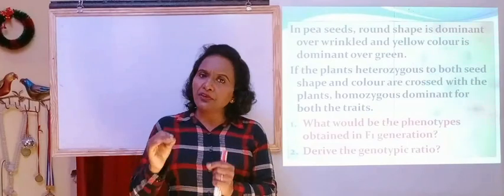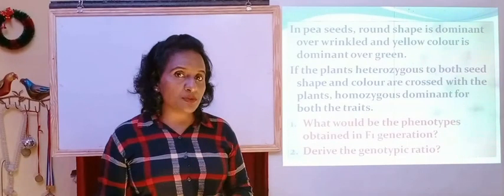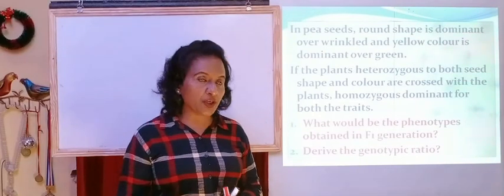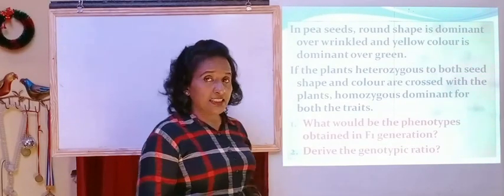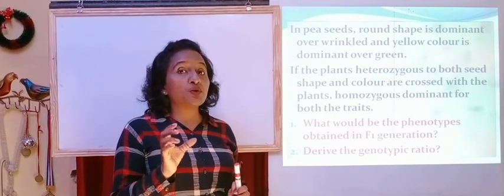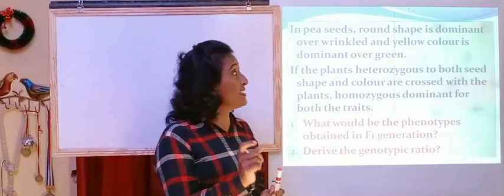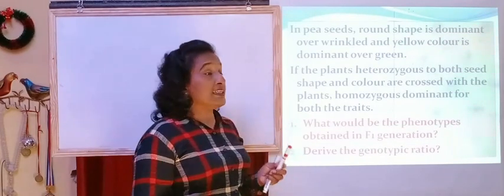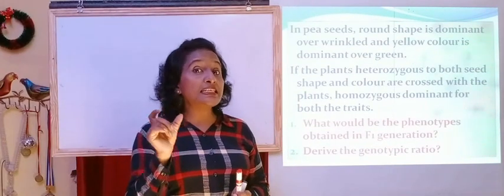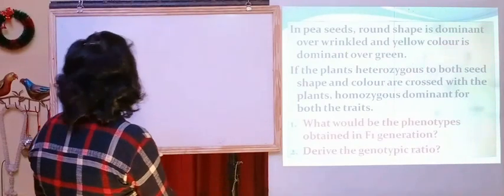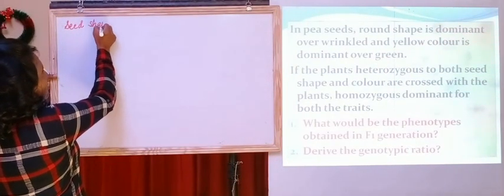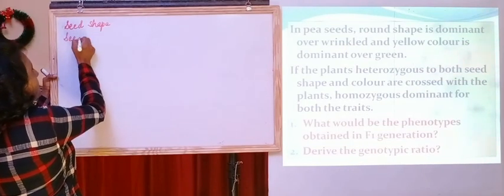I have taken a few examples or problems based on which we will be solving these questions today. So in pea seeds, round shape is dominant over wrinkled. Here they are discussing a trait, that is seed shape. And yellow color is dominant over green. The second trait will be the seed color. So we will mention it: seed shape, and the second one is seed color.